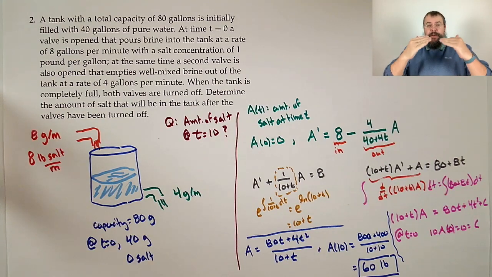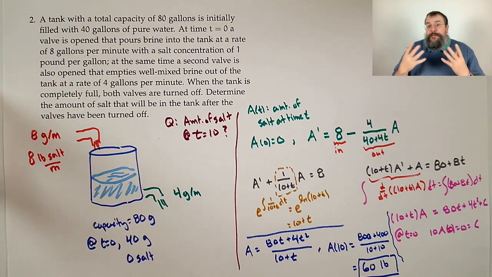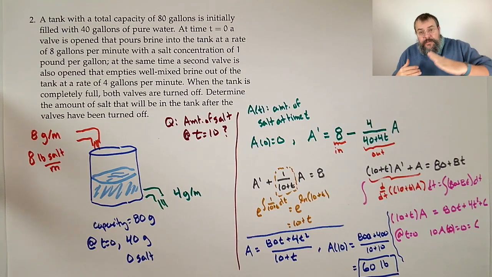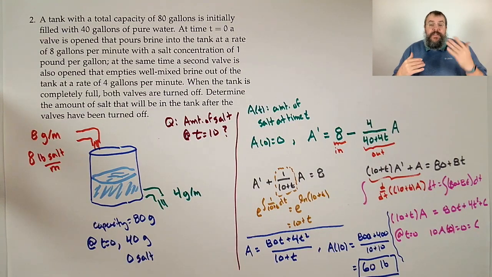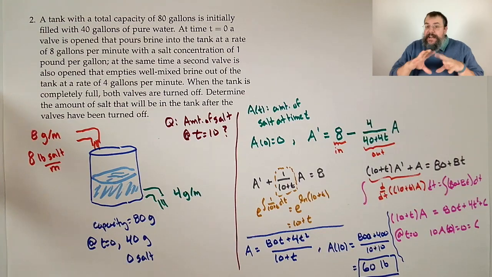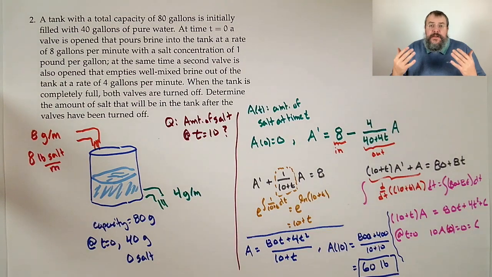Notice that we have 8 pounds of salt coming in every minute, and we run it for 10 minutes. So the maximum it could be is 8 times 10, which is 80. And that assumes that all the salt were staying. But the salt is also leaving because it's being well mixed. So we know it should be below 80. So 60 is actually fairly reasonable. It's below 80, but not by a huge amount.